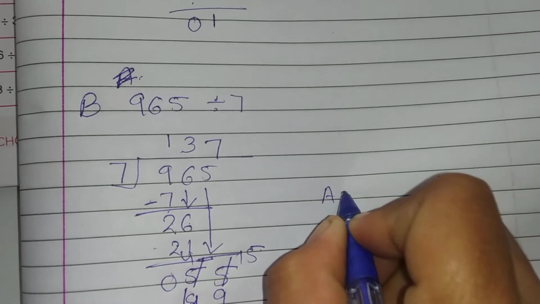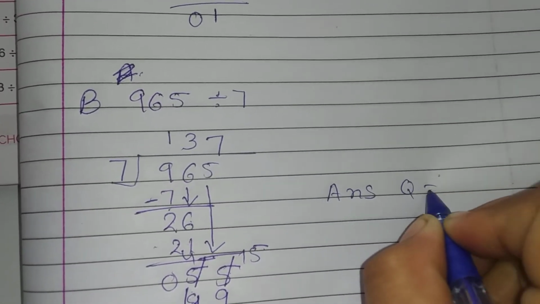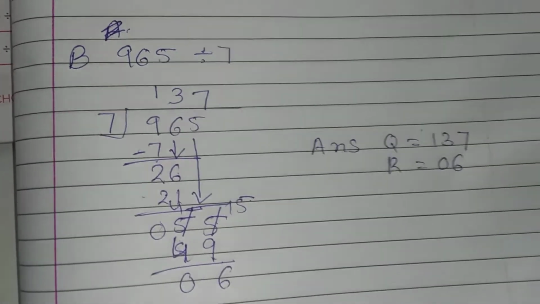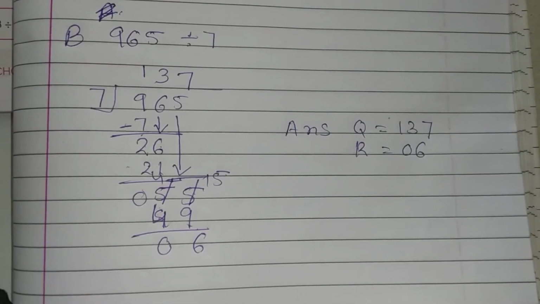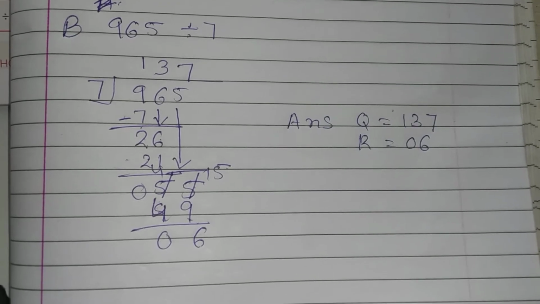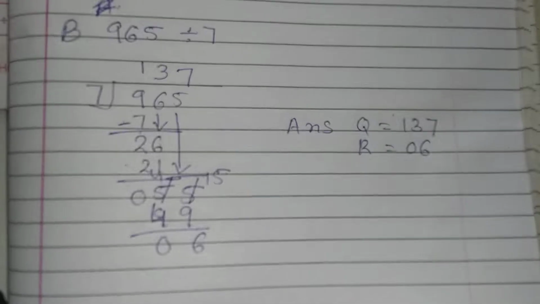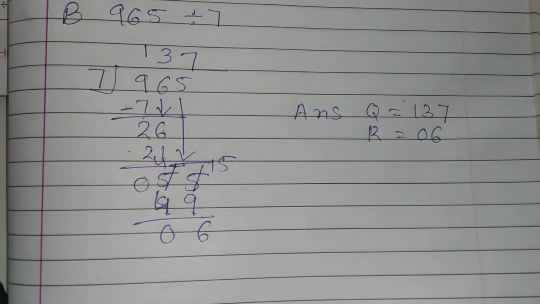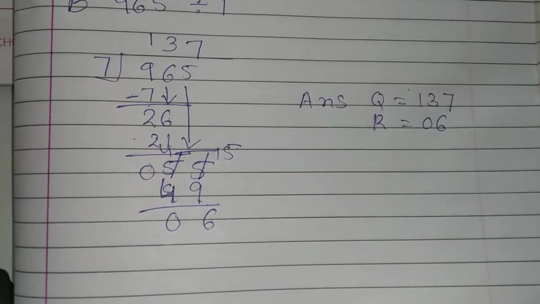So here we have to write the answer. Q is equal to 137. R is equal to 6. Now look at this sum everyone and write it down in your notebook. I'll give you 1 minute, you have to complete your work. And you have to write all the sums in your notebook because we need more and more practice.